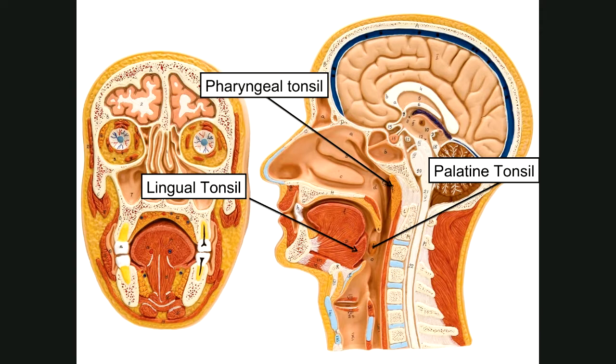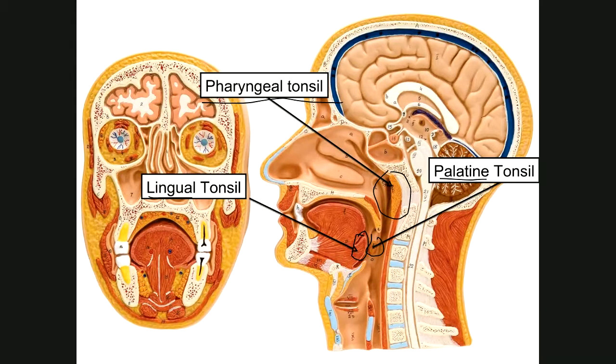Now, these don't really have to do with the respiratory system, but remember we also have tonsils here. And there's a pair of tonsils up here in the pharynx. Those are the pharyngeal tonsils. And then remember there's two pair of tonsils in the oral cavity. That's the palatine and lingual.